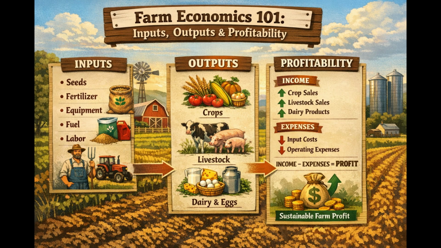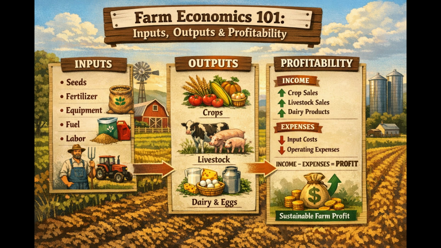There are several types of risk in farming. Production risk, things like weather, pests, disease. Market risk, price volatility and demand fluctuations. Financial risk, debt, interest rates, cash flow. And then personal risk, injury, illness, burnout.